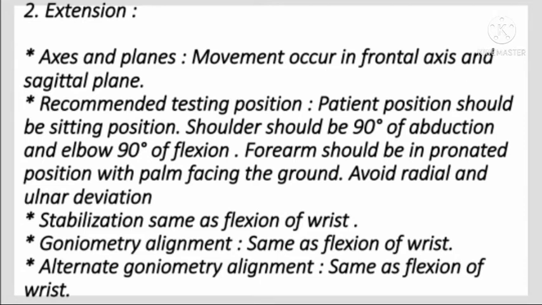Patient position should be sitting position, shoulder should be 90 degree of abduction and elbow should be of 90 degree of flexion. Forearm should be in pronated position with palm facing towards the ground. Avoid the radial and ulnar deviation. Stabilization, goniometry alignment, alternate method of the goniometry alignment are the same as the flexion of the wrist.